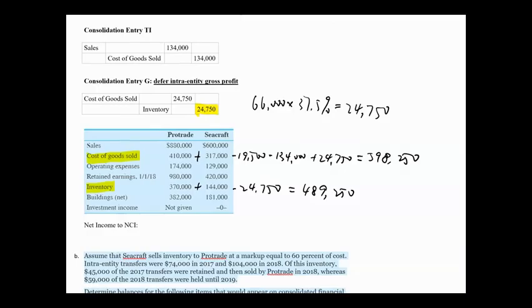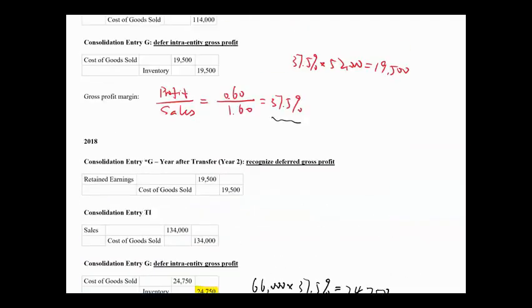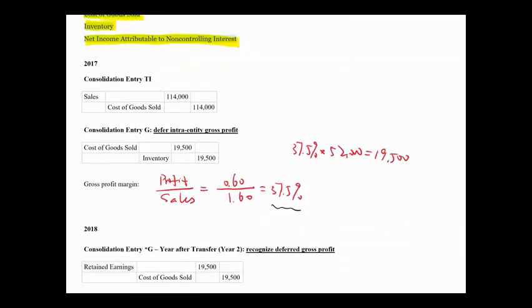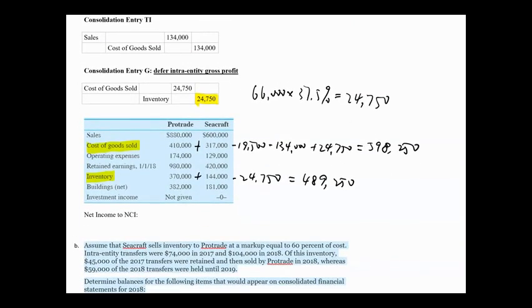And as to non-controlling interest, it only involves the Seacraft net income, and non-controlling interest is going to get 20% of it, because they have a 20% non-controlling interest. So come back here, the net income to non-controlling should be 20% of the net income from Seacraft. We don't have net income from Seacraft directly, but we can calculate that.